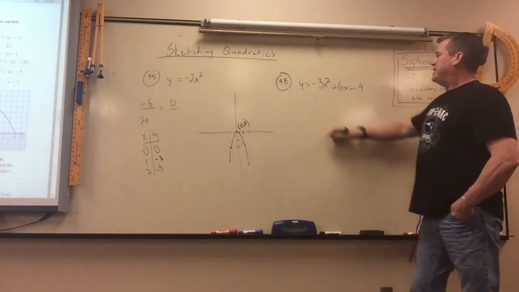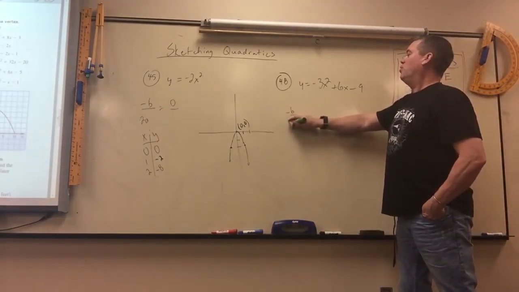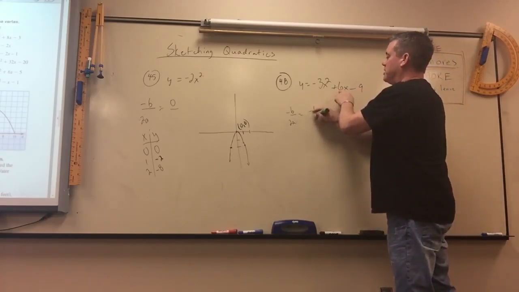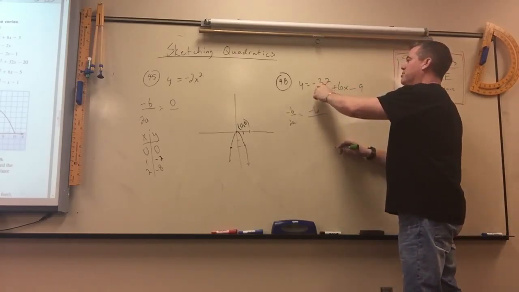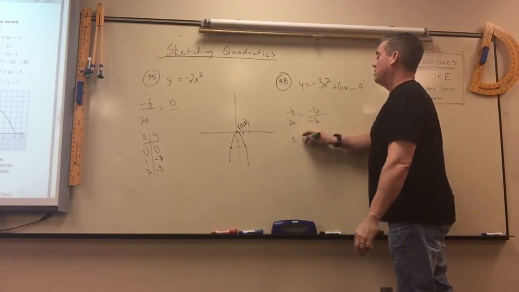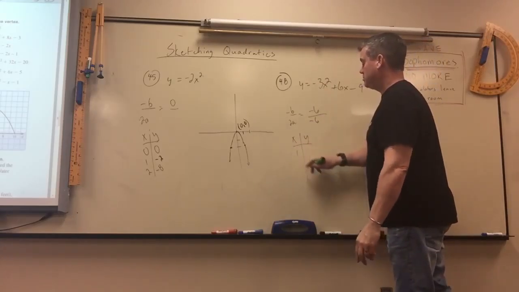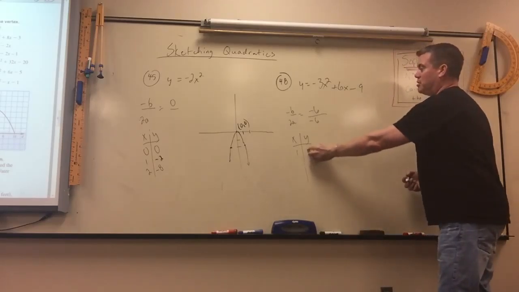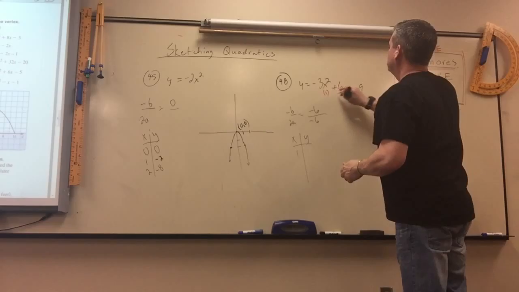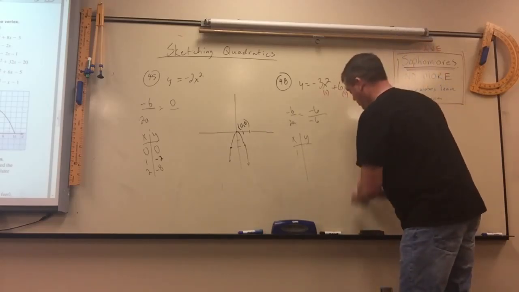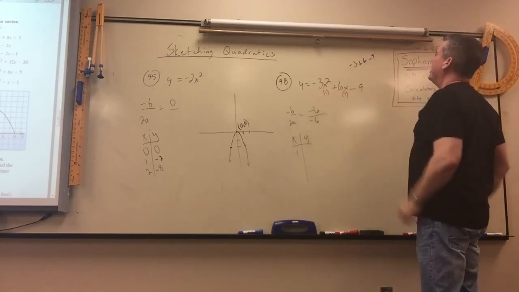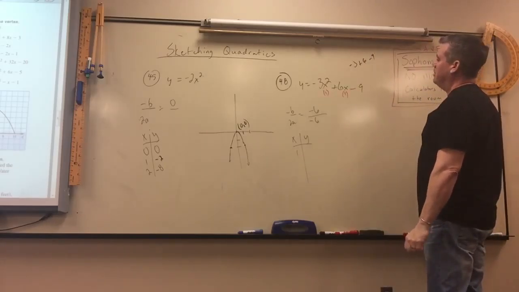So for 48, negative b over 2a, b is a 6, so it'd be negative 6. A is a negative 3, 2 times negative 3 is negative 6, so it's 1. So then to figure out the y, we got to plug 1 in there. So that would be negative 3 plus 6 minus 9 is negative 6.